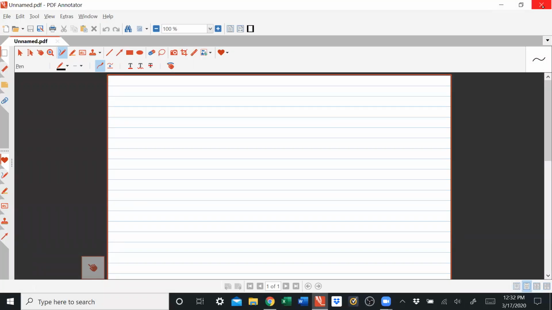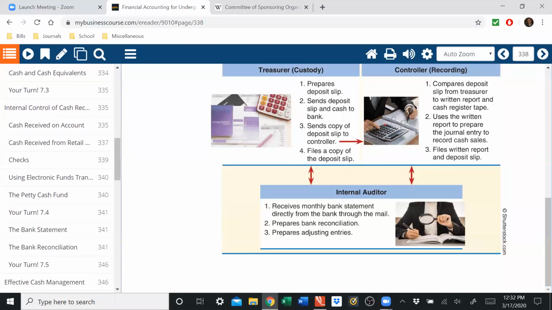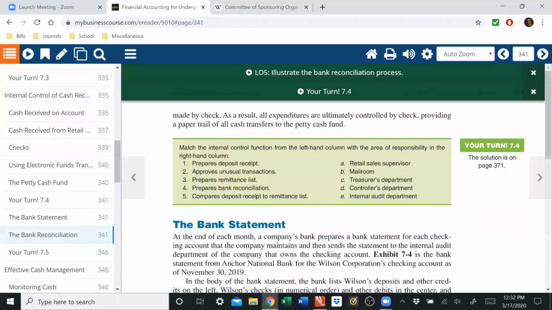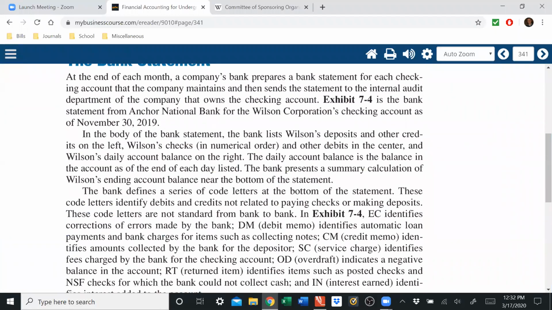So let's go into a little more detail in regards to bank reconciliations, and then we'll be done with this lecture. Let's just go to the book. And I know you guys can do this yourselves, but I feel like I can help you understand it a little better.